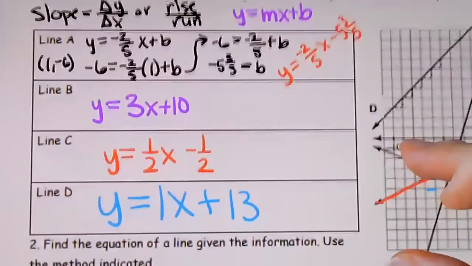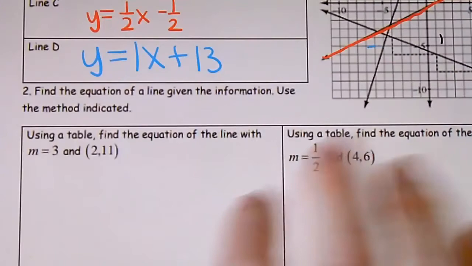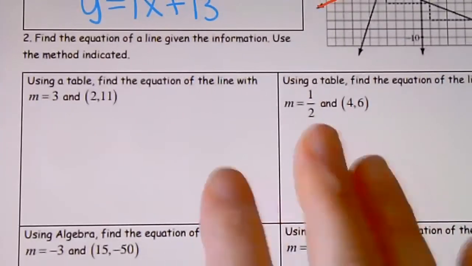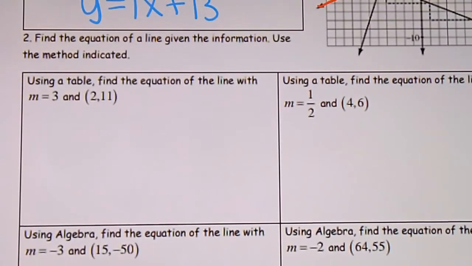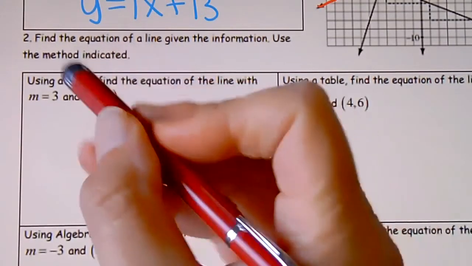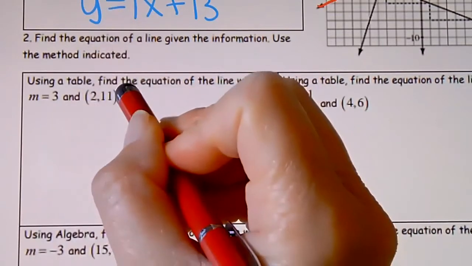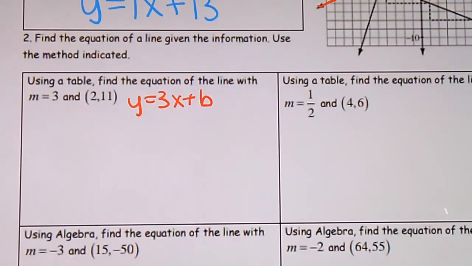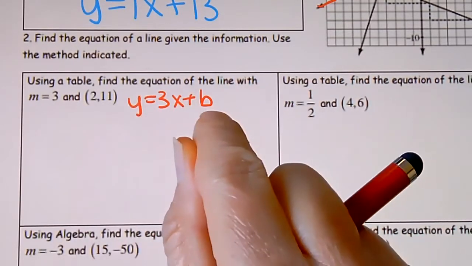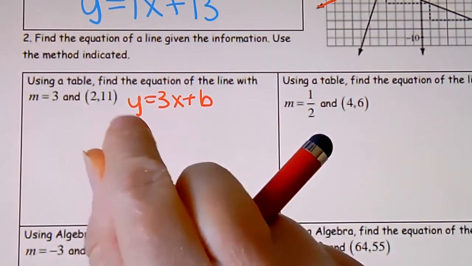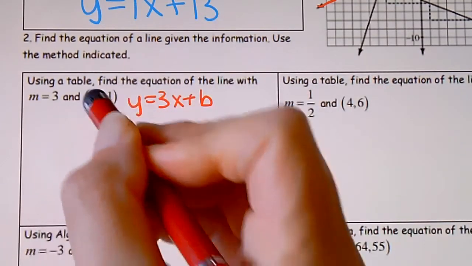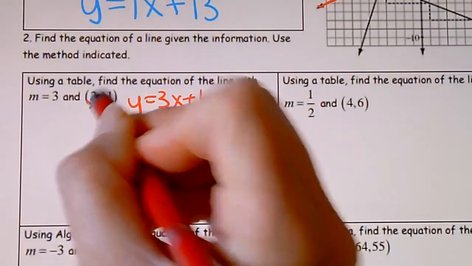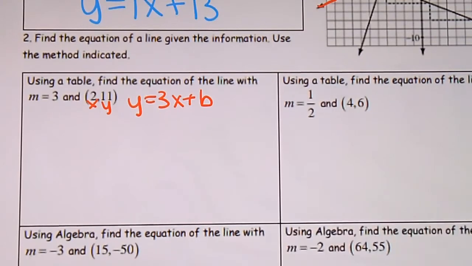Okay. Now on these next problems, they're asking for us to do these with a table. I'm actually going to just do all these algebraically, okay? So if I know my slope is 3, I know I'm going to have y equals 3x plus some b, some y-intercept. I need to figure out what that needs to be so that when I put in a 2, I get out an 11. So I'm actually going to put 2 in for x and 11 in for y.